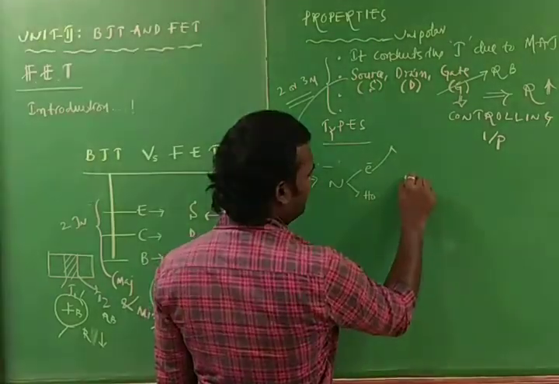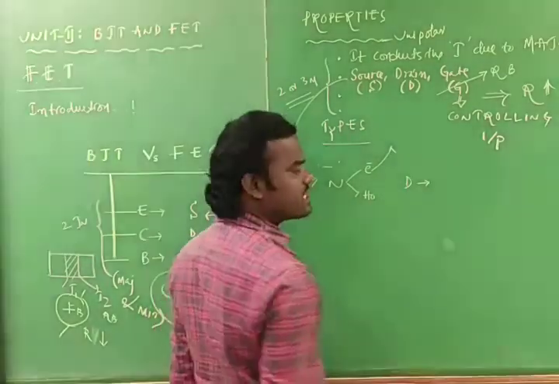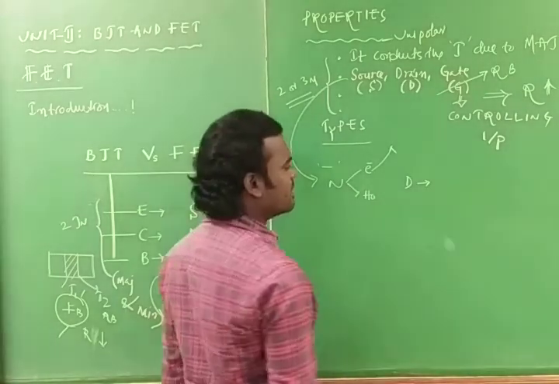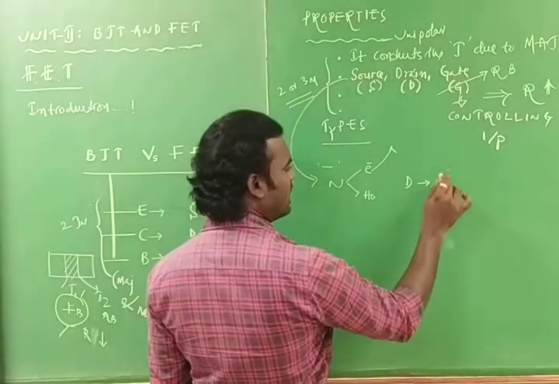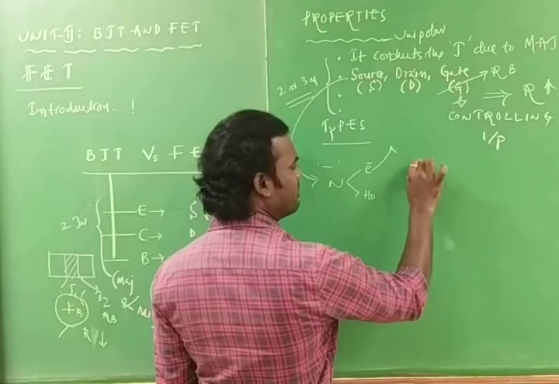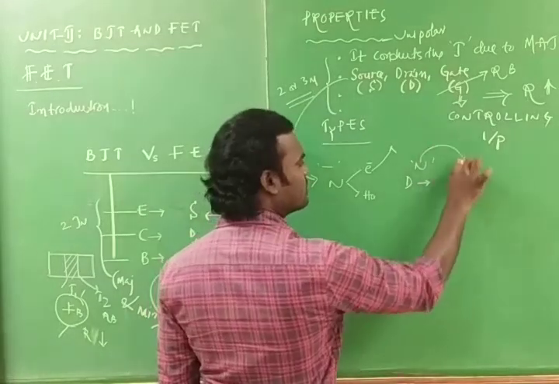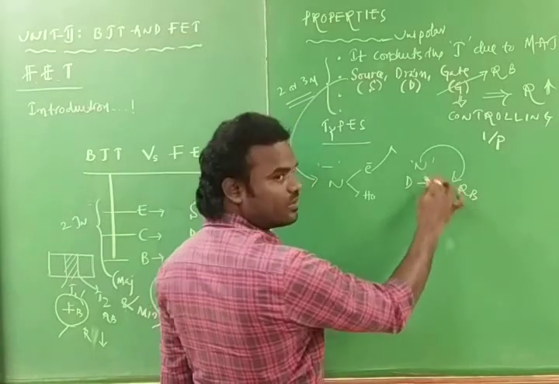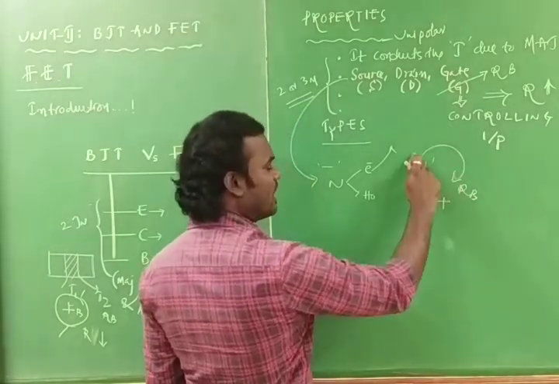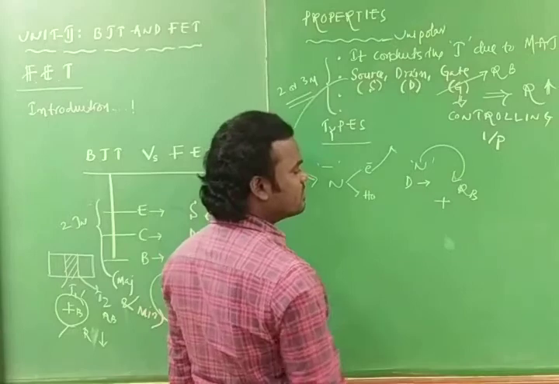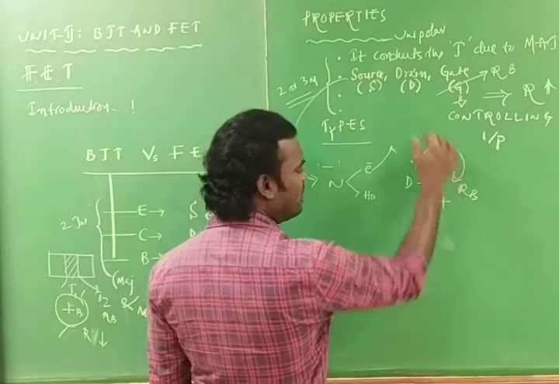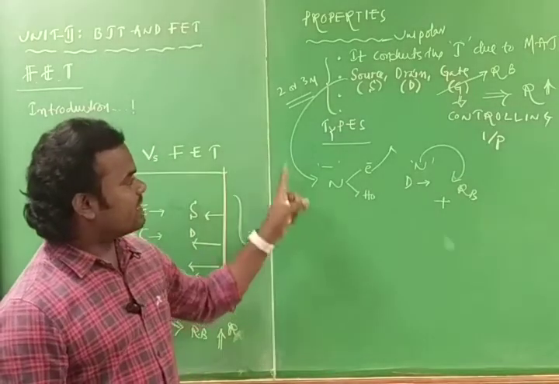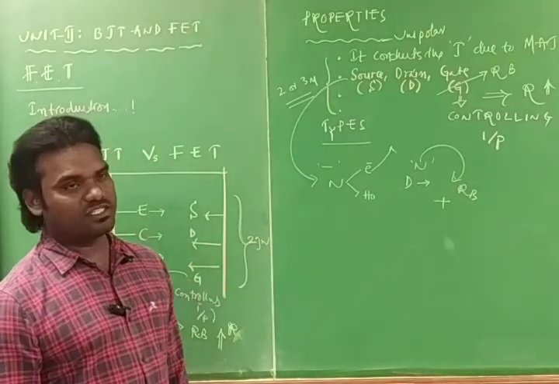The drain must be connected in such a way that it has to collect the majority charge carriers from the semiconductor. For example, if it is N, it has to be connected in reverse bias, which means N has to be connected to the positive terminal, so that the positive polarity attracts the electrons. So the biasing of the FET is very simple.